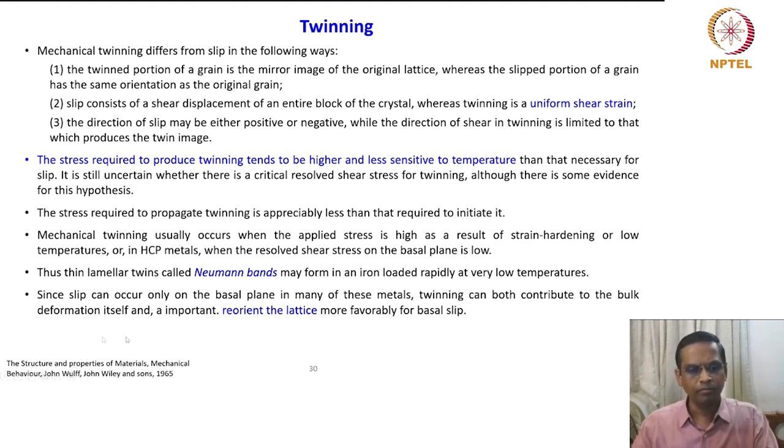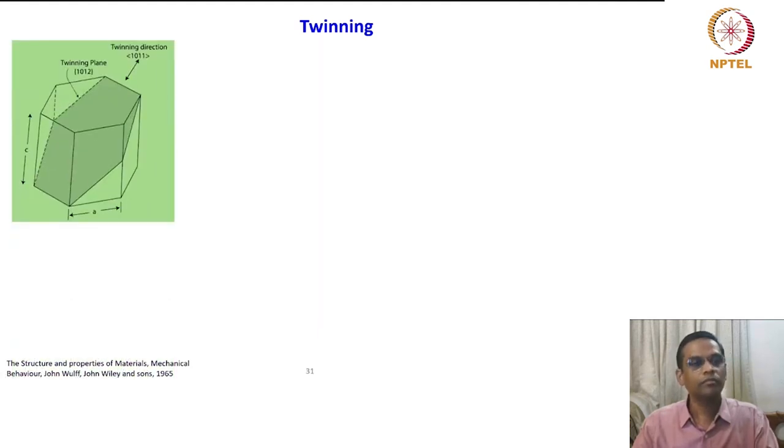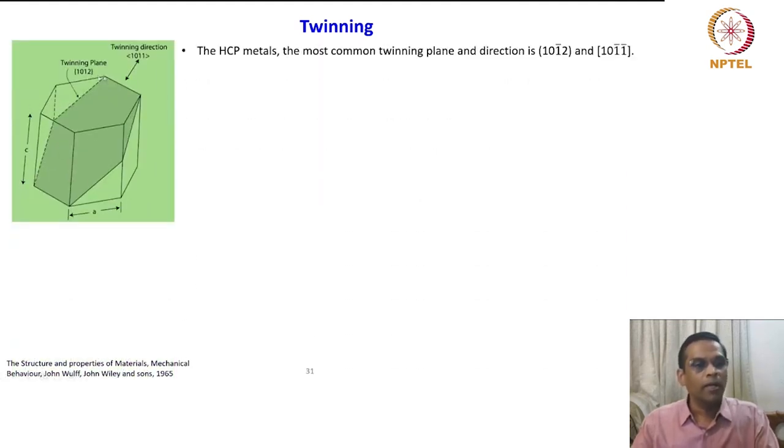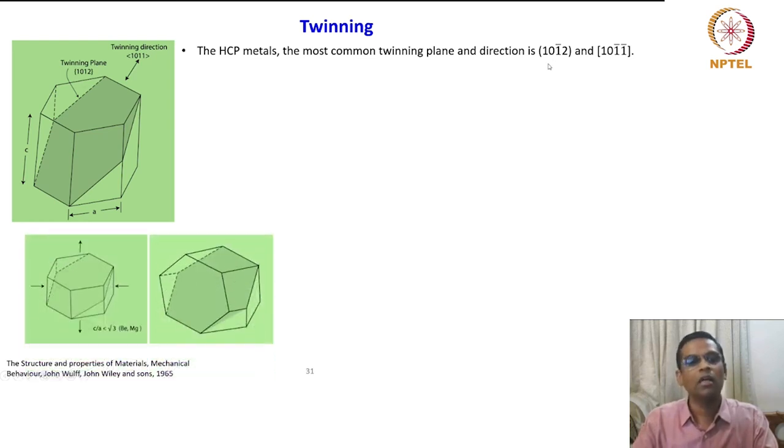And the other point is, only the basal plane HCP systems reorient the lattice, which is favorable for this twinning. That also we will see now. So this is one illustration of HCP unit cell, where you see that the lattice parameters are A and C, and this is a 10-12 twin plane, and this is 10-11 family of twinning direction. Okay, so these are the most common twinning plane and direction in HCP metals.